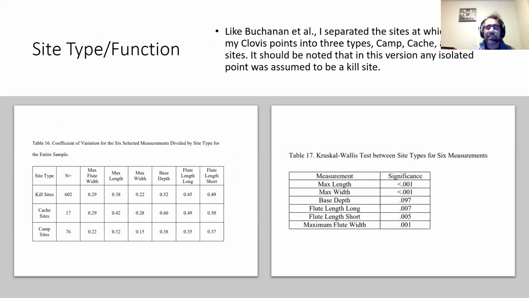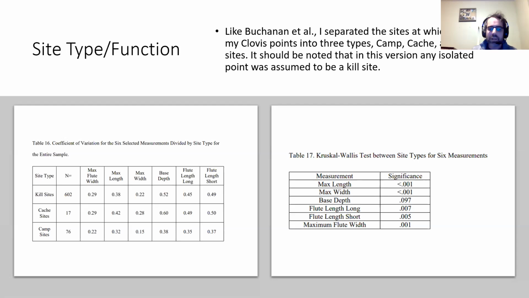Site type and function has a huge effect on the morphology of Clovis points. Like Buchanan et al., including Collard and Hamilton, I separated those sites out into camp, cache, and kill. Now, in this version of it, and I've done it both ways, I included any point of unknown origin, i.e. it was found on a survey or something like that, in the kill category.